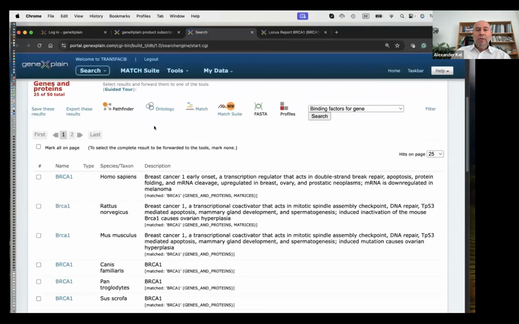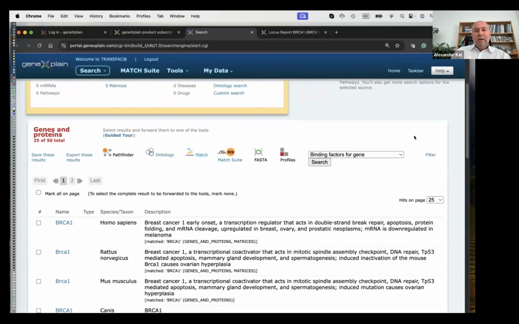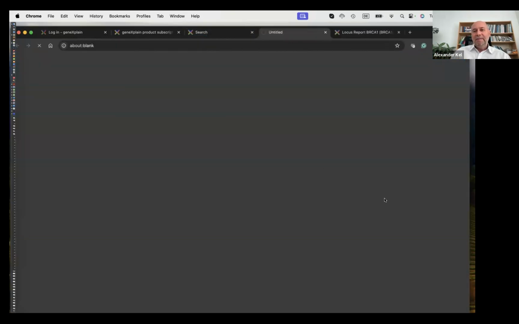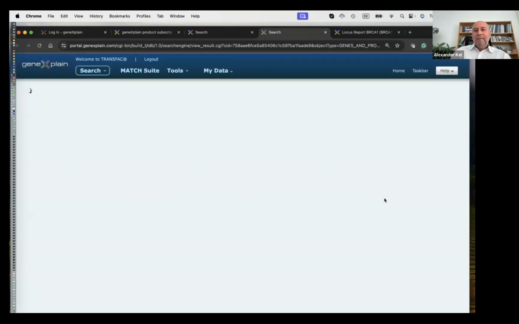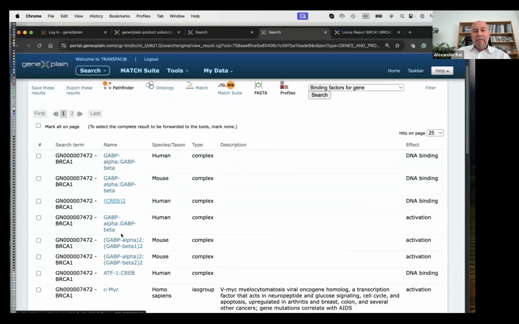And to do that, directly in this search interface, you can simply select this gene like this and ask for binding factors for the gene. Very simple, and click search. And with that, you will find which transcription factors actually are regulating my gene.